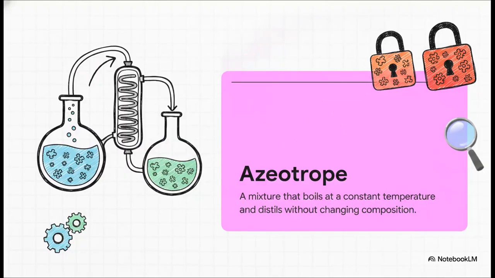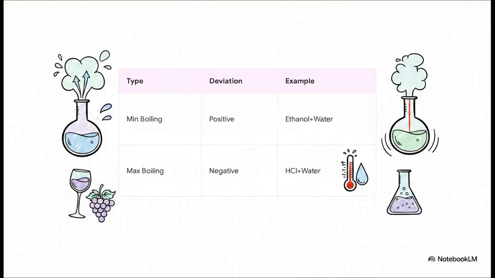Mind-blowing, right? And these non-ideal deviations can get so extreme that they create something called an azeotrope. An azeotrope is a highly rebellious mixture that acts stubbornly like a single pure substance when it boils. The vapor boiling off has the exact same composition as the liquid left behind. Because of this, you absolutely cannot separate them using normal distillation. They are permanently locked together. These deviations lead to two extreme outcomes.